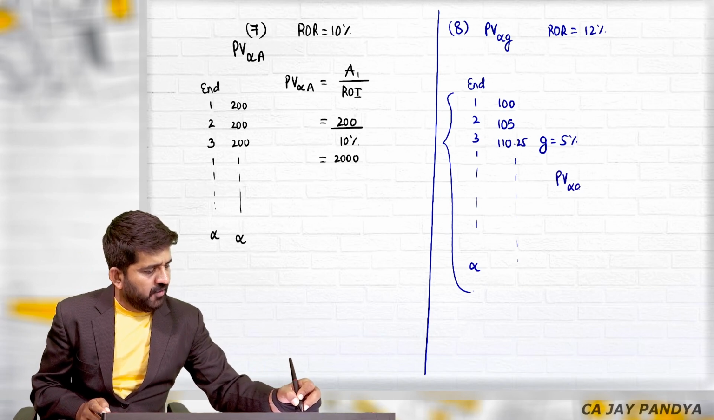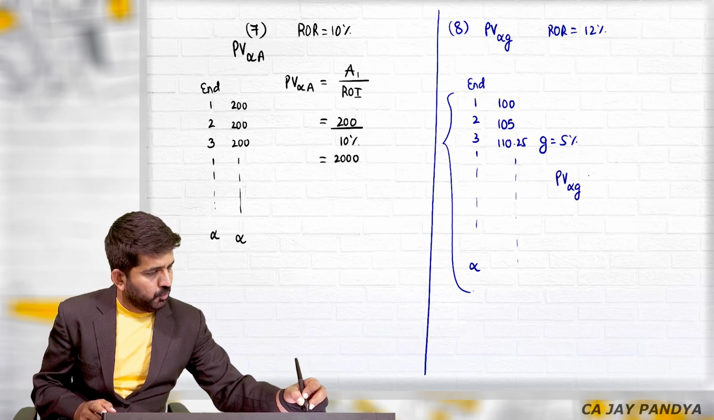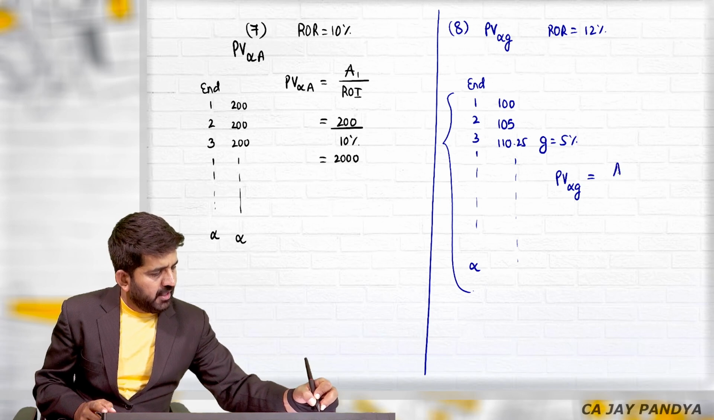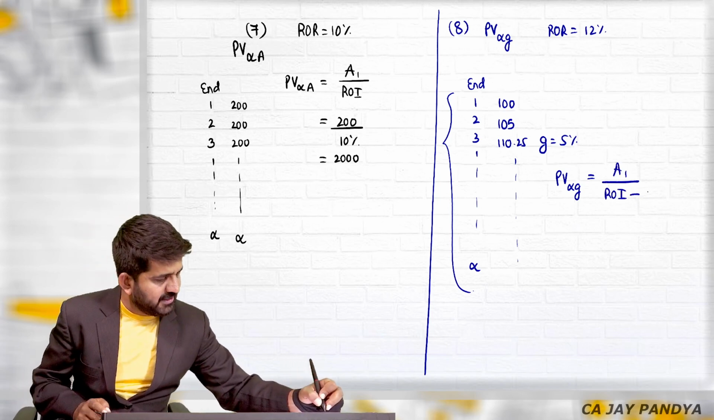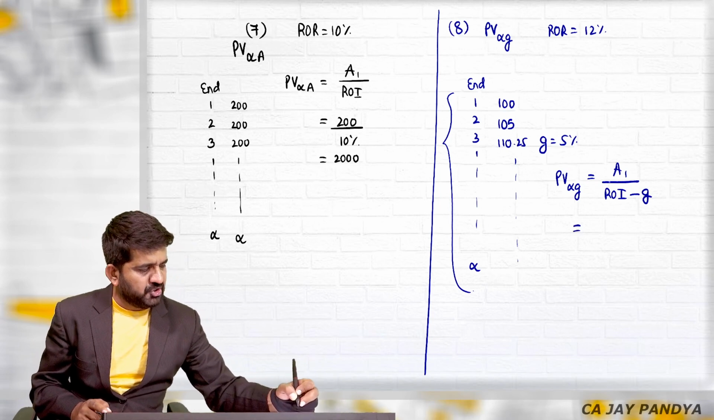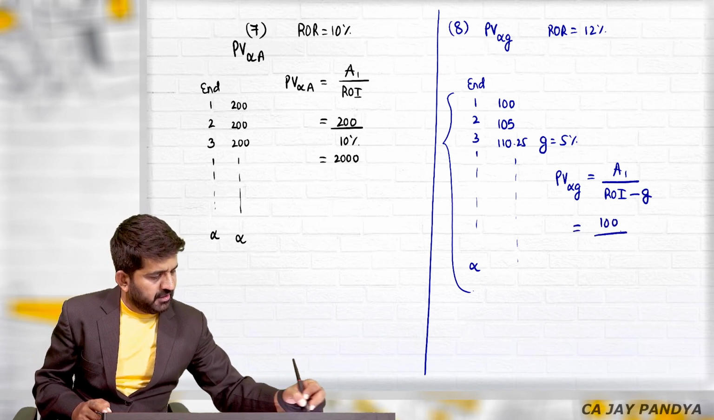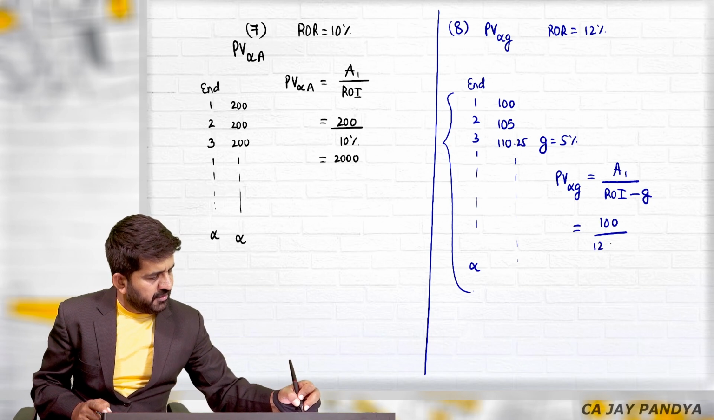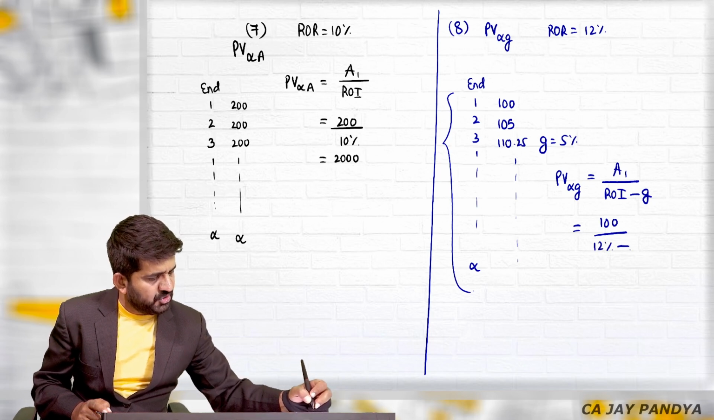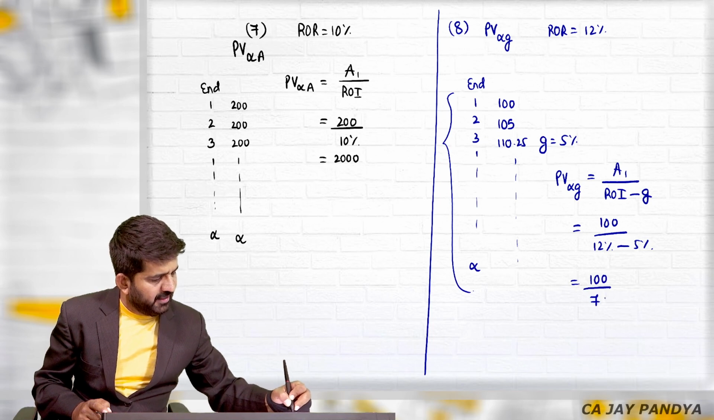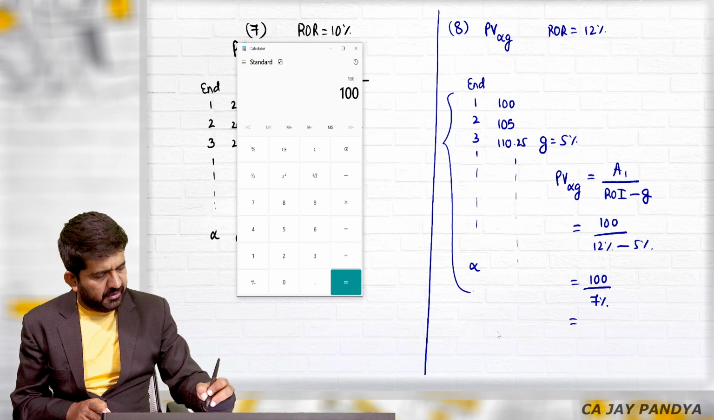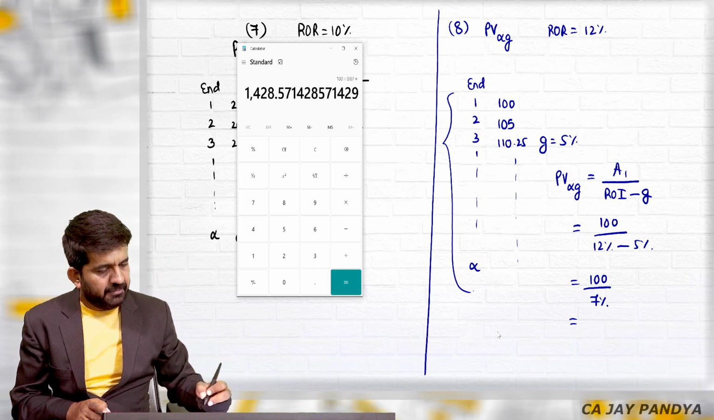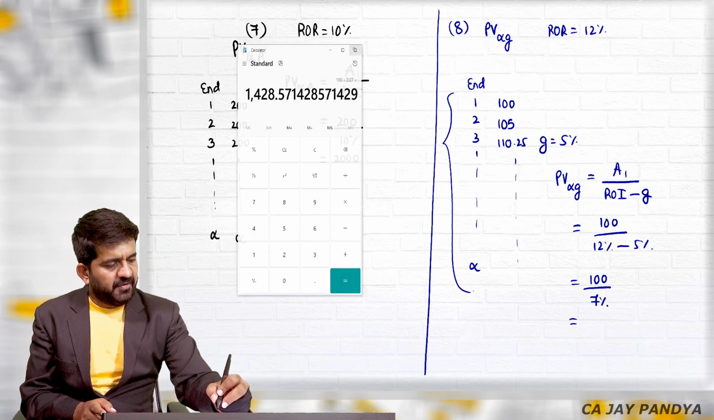Present value of infinite cash flow with growth will be equal to amount of first year divided by rate of interest. This formula remains same. Here you just need to do minus G. So amount of first year is 100. Rate of interest is 12% minus G is 5%, which will be 100 divided by 7%. You can directly do it in your calculator. 100 divided by 7%. 1428.57.